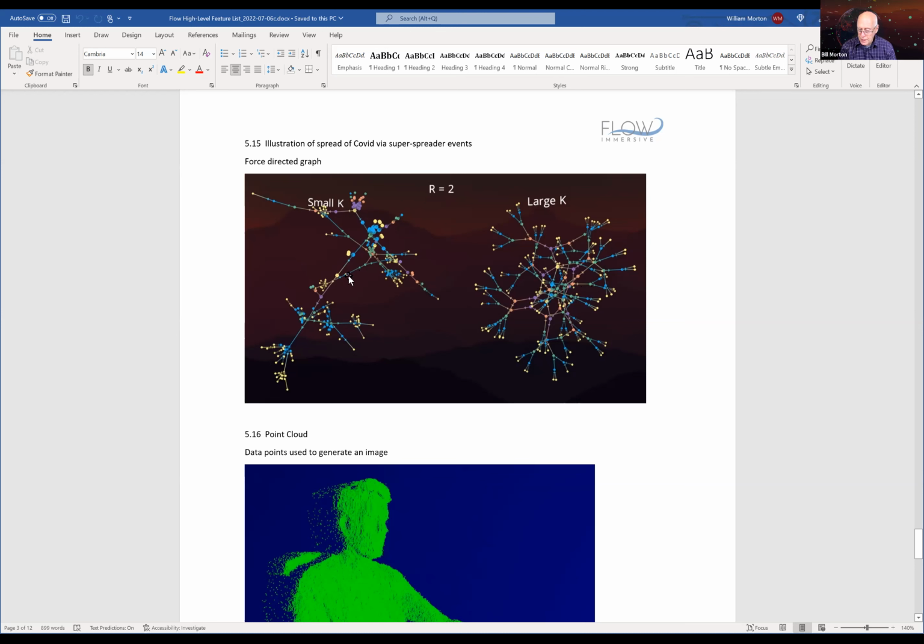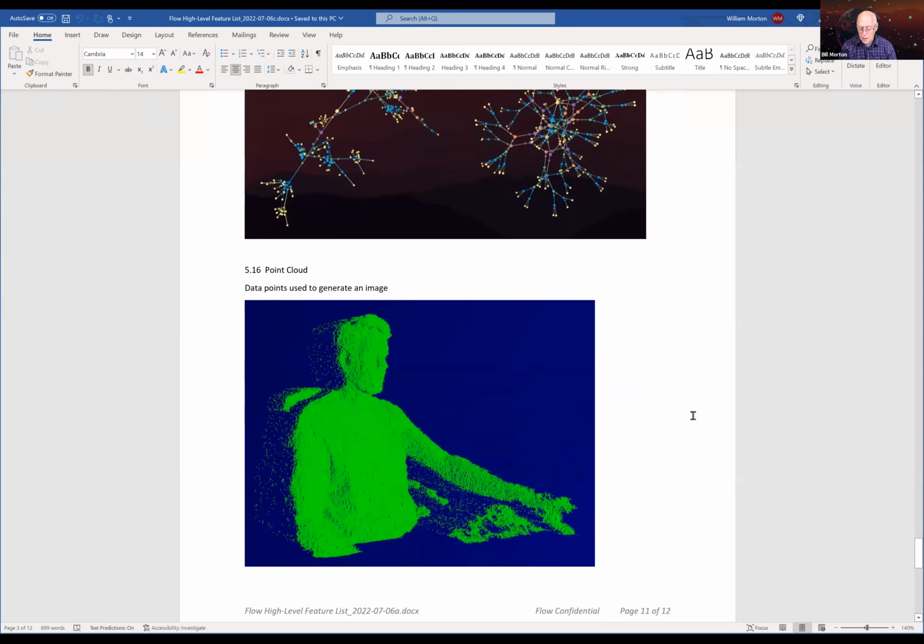COVID spread more takes place in clusters. So you've got this person who's infected, and he goes to a super spreader event, and he manages to infect 15 more people. And then each of those people go on to have their own history. So COVID spreads in more of a clustered way as opposed to a regular geometric progression.